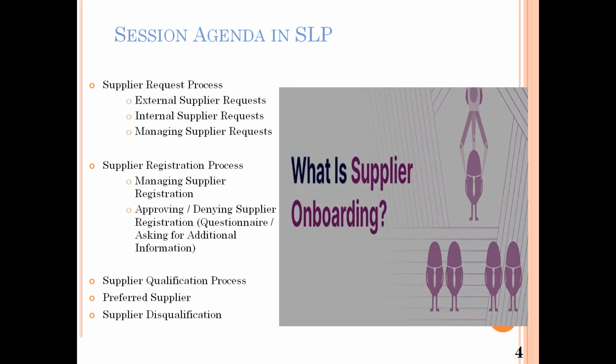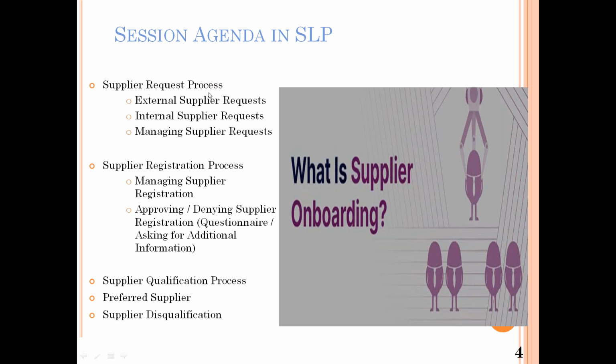So this is the agenda on SLP. As I said, in SLP we have different categories. One is the supplier request process, which is the first process for supplier onboarding in SAP Ariba. Then the supplier registration process, then the supplier qualification process, then the preferred supplier process, then supplier disqualification. These are the different types of processes we have in the SLP module itself.